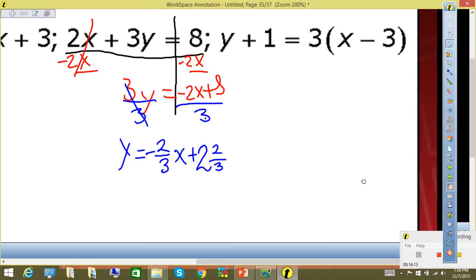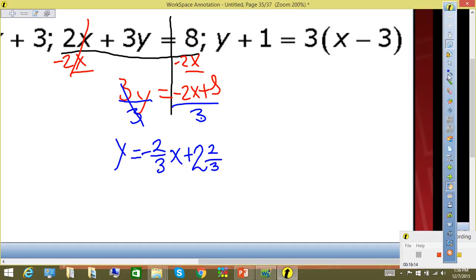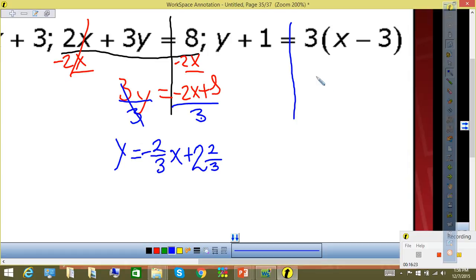How about this last one? Is this one already solved for y? No. Line down the equal sign. Help me with this one, Sebastian. What do I do? Distribute. We're left with 3x minus 9 equals y plus 1.